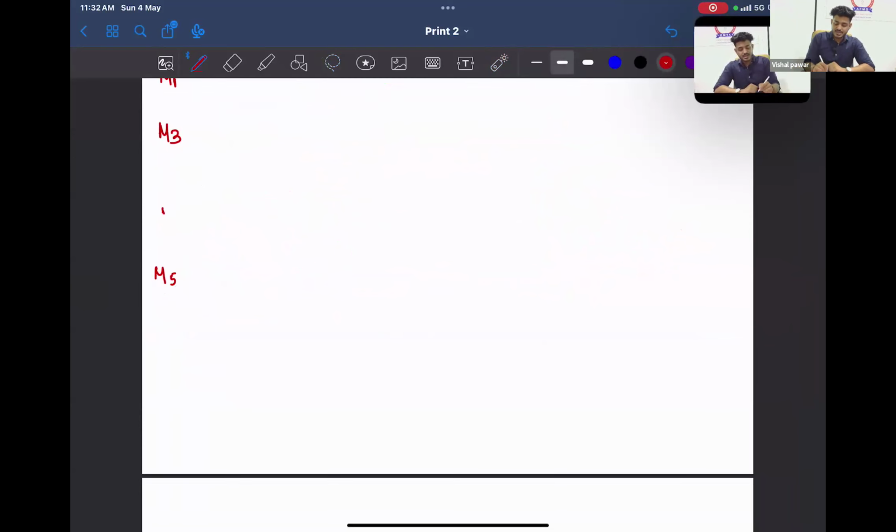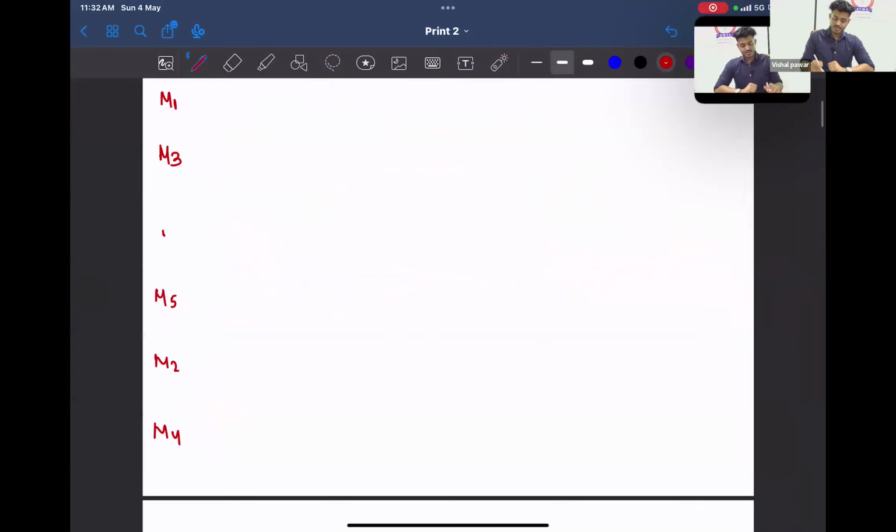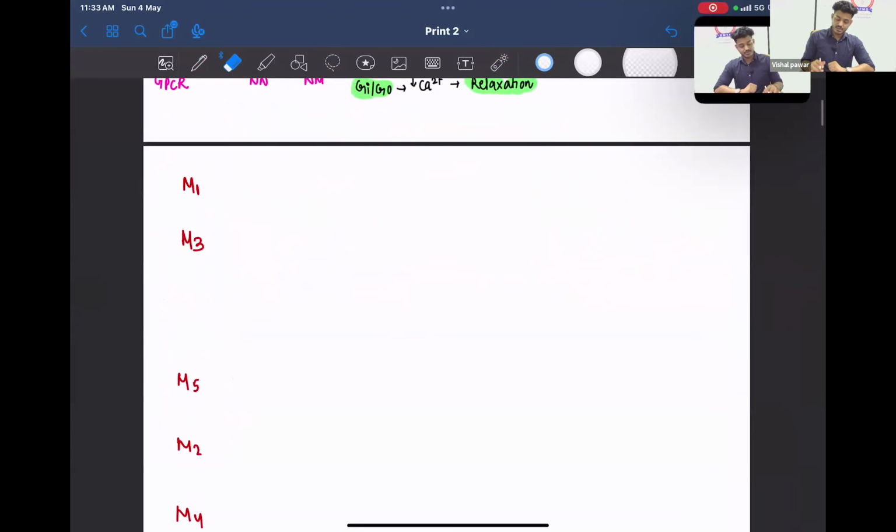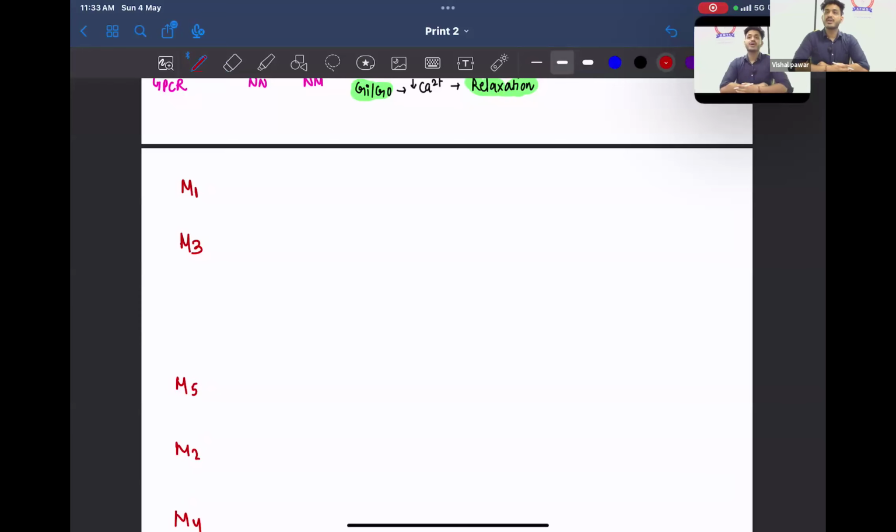Don't write, just try to understand this first, then you can write M2 and M4. These are going to be the things we are having. Don't write and make some mistakes. Okay, we are going to have M1, M3, M5, M2, M4.